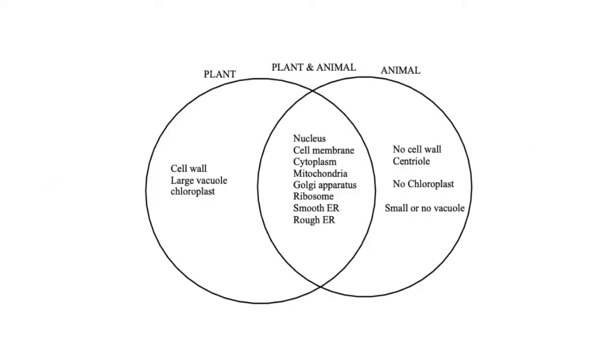To make it easier to view the differences and similarities between the plant and animal cell, here shows the Venn diagram. So plant consists of cell wall, large vacuole, and chloroplast, while animal has no cell wall, has a centriole, no chloroplast, and small or no vacuole. Whereas the similarity between the plant and animal cells is that they have a nucleus, cell membrane, cytoplasm, mitochondria, Golgi apparatus, ribosome, smooth and rough ER.